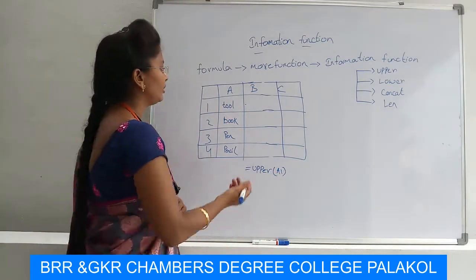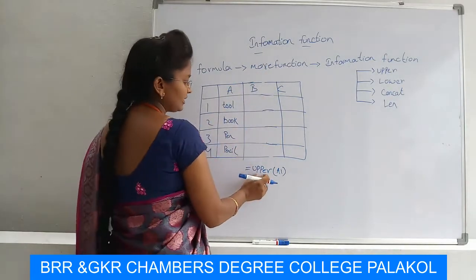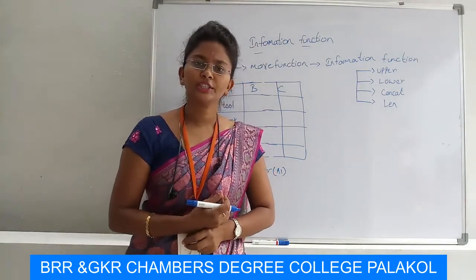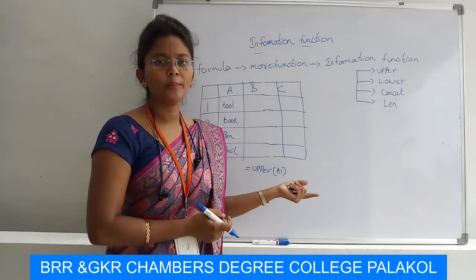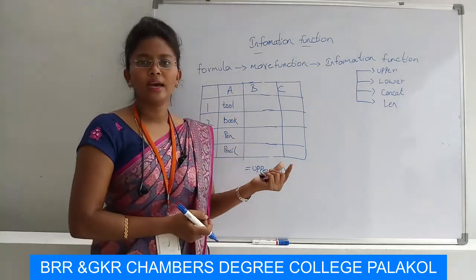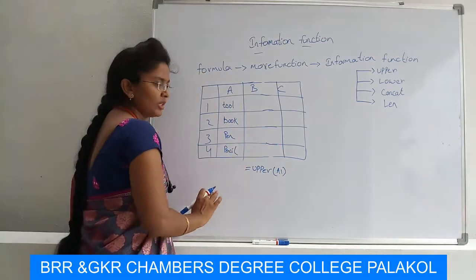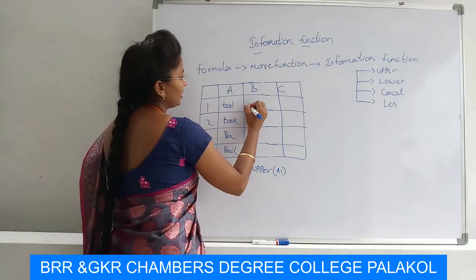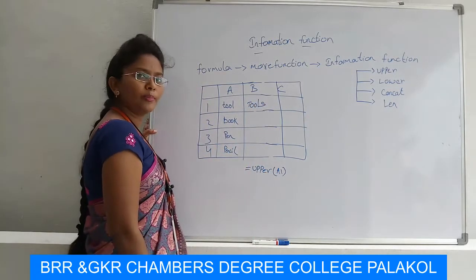When you press the enter button, automatically the text will appear in capital letters. That means this function name is upper. Whatever text you entered in the Excel sheet, if that data is in lowercase it will be turned into uppercase. If you entered the data as uppercase only, it will be displayed as it is. Here I entered the data in small letters, that means lowercase, and I want to convert it into uppercase, and this will be converted into TOOL here. All letters should be in capital letters.